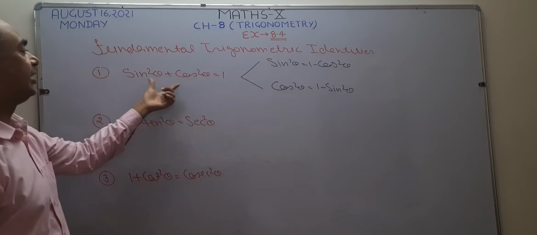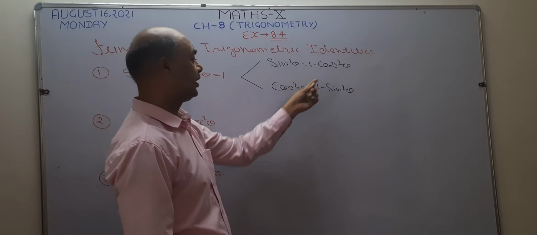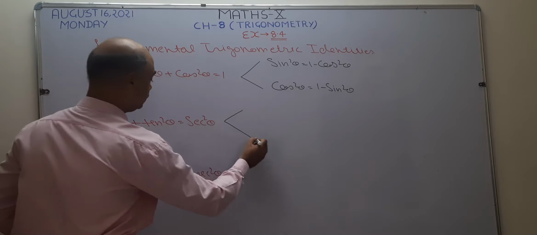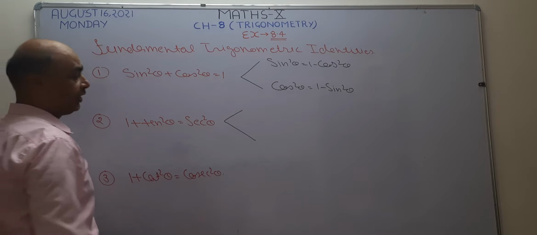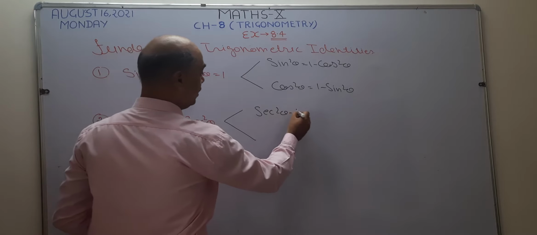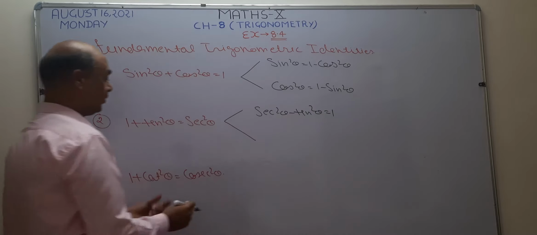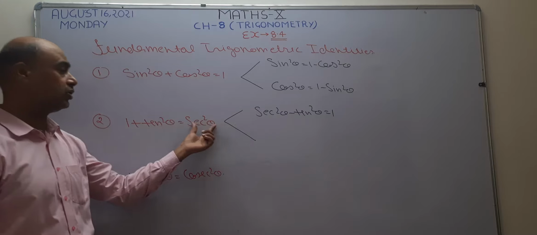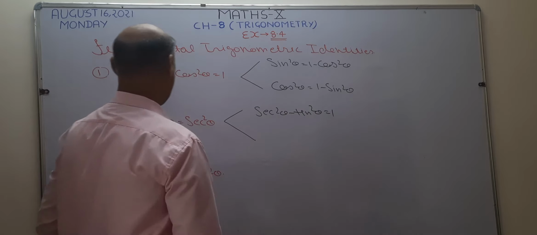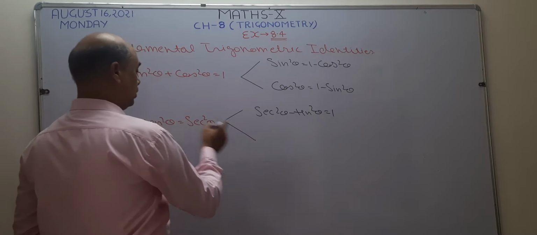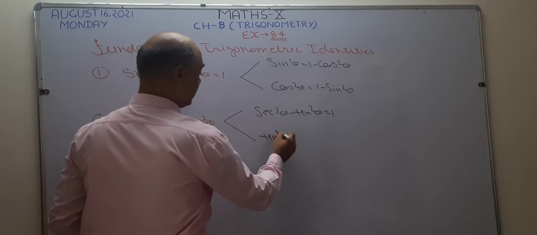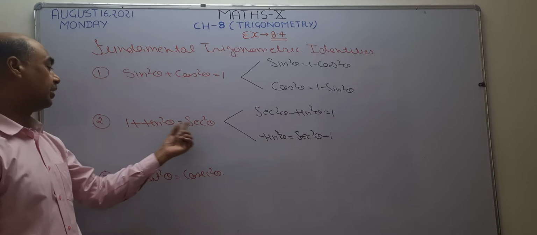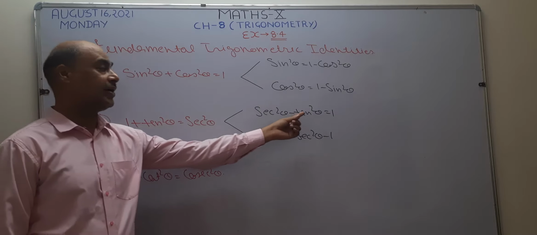Okay, using this identity I derive two formulas. Sin square theta equal to 1 minus cos square theta, and cos square theta equal to 1 minus sin square theta. Okay, now from 1 plus tan square theta equal to secant square theta, the first one is secant square theta minus tan square theta equal to 1. When I take this tan square theta from left to right, this positive number becomes negative. So this becomes secant square theta minus tan square theta equal to 1. Or when we take this 1, what is left? Tan square theta. Or tan square theta is equal to secant square theta minus 1. Okay, tan square theta is equal to secant square theta minus 1, and secant square theta minus tan square theta equal to 1.